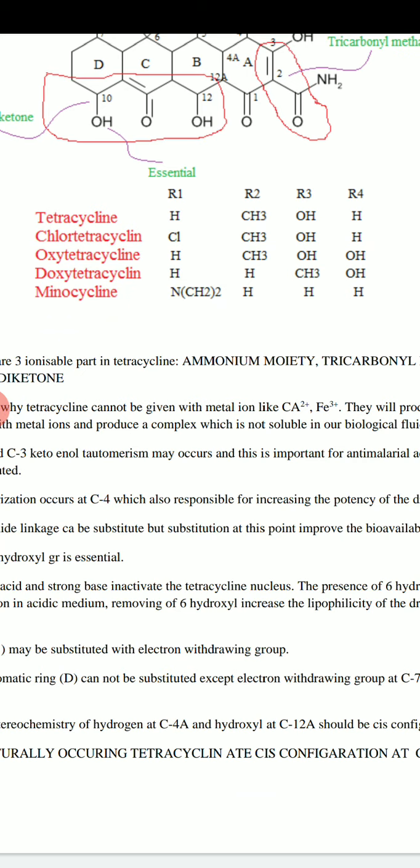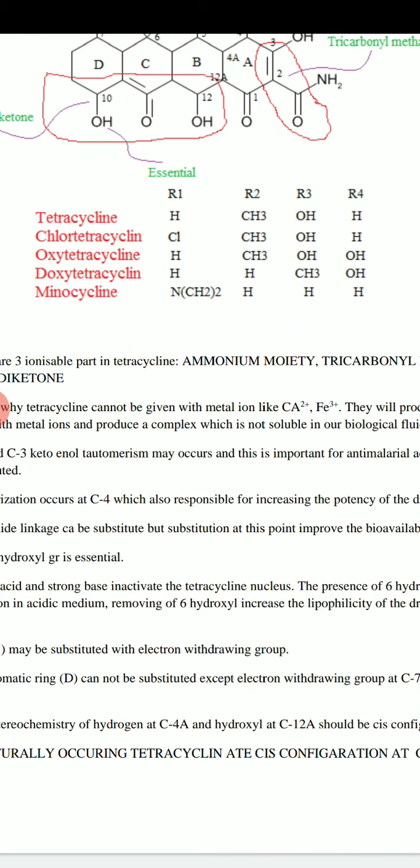The stereochemistry of hydrogen at C4A and C12A should be cis configuration. What are 4A and 12A? That is the conjugation point of ring A and B. Ring A and ring B are conjugated at the 4A and 12A positions, and these protons should be cis configuration. If it is trans configuration, then activity becomes zero. So this is all about tetracyclines.